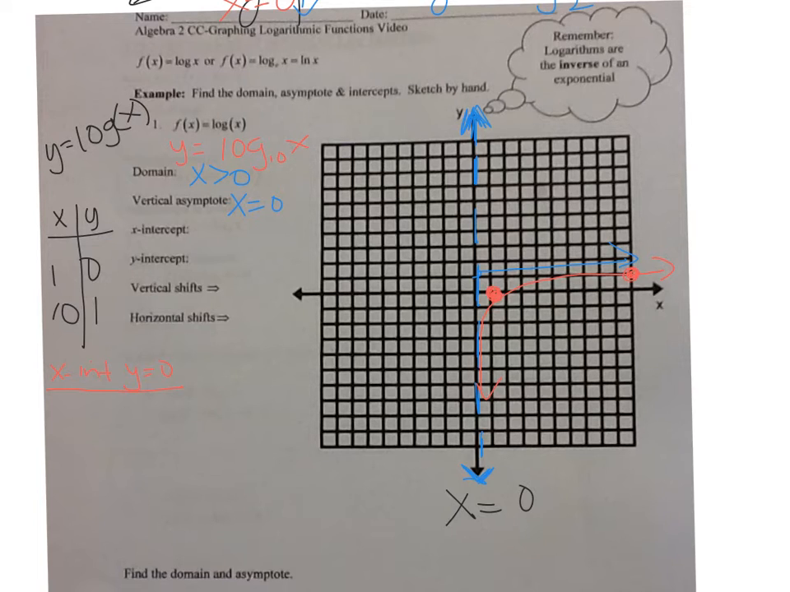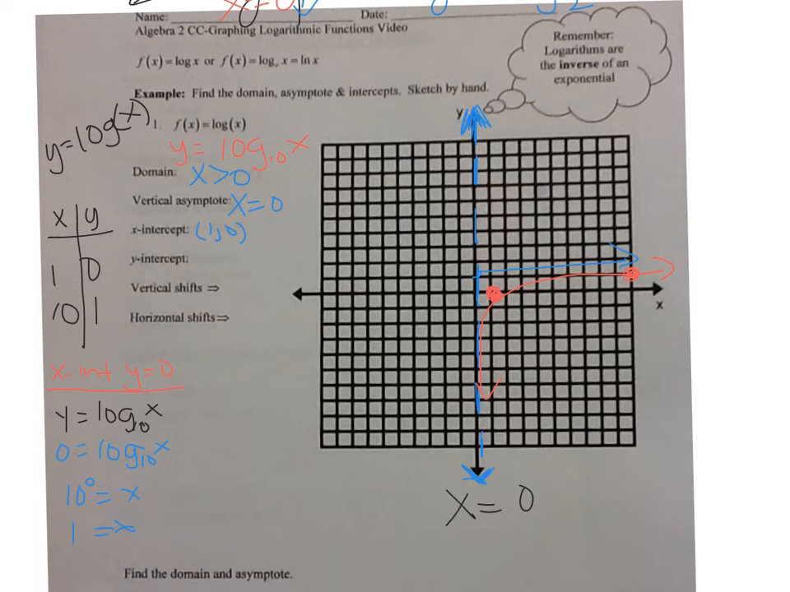So remember, this is my equation. y is equal to log base 10 of x. My y is 0, so 0 equals log base 10 of x. I'm going to put this in exponential form, so 10 to the 0 power is equal to x, so x is equal to 1. So my x-intercept is (1, 0), and it needs to be represented as a point, not just a number.